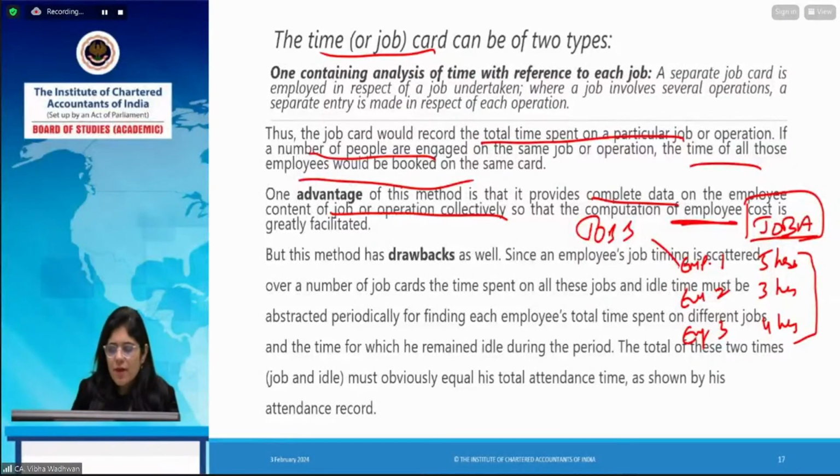So how much time has the worker worked? How will you calculate? You will calculate his time on different job cards plus the idle time, and it should total the total attendance time. Clear? So this part of reconciling is very difficult. That is the drawback, but otherwise the job card is very effective.